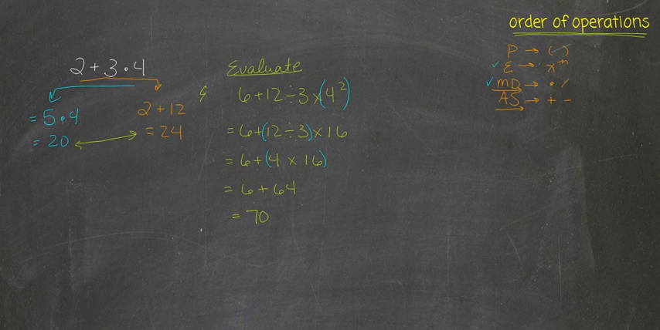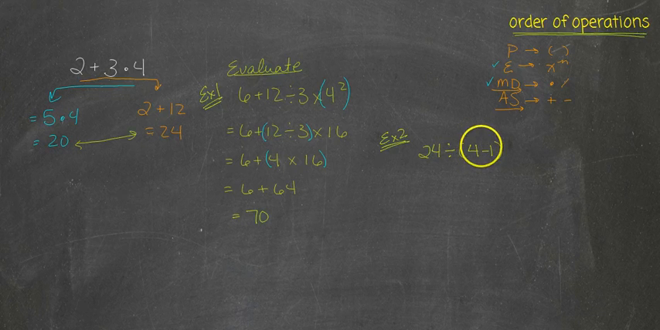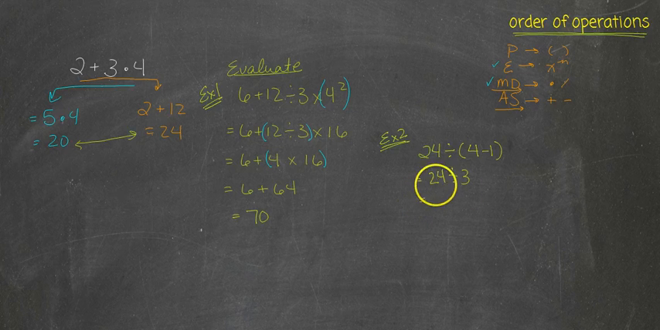Okay, let's do another example. So that's example 1. So example 2 is 24 divided by, paren, 4 minus 1. So we're just going to go down the checklist again. I have to do my parentheses first, and inside my parentheses is 4 take away 1, which equals 3. So my next line just says 24 divided by 3. All I have is division left, so 24 divided by 3 is 8.